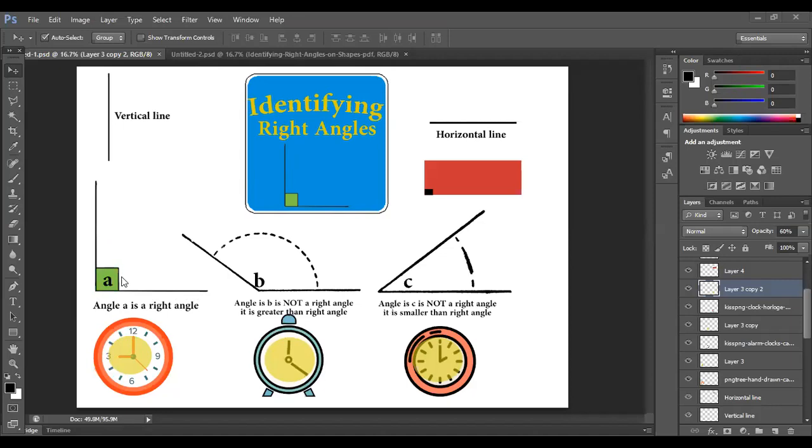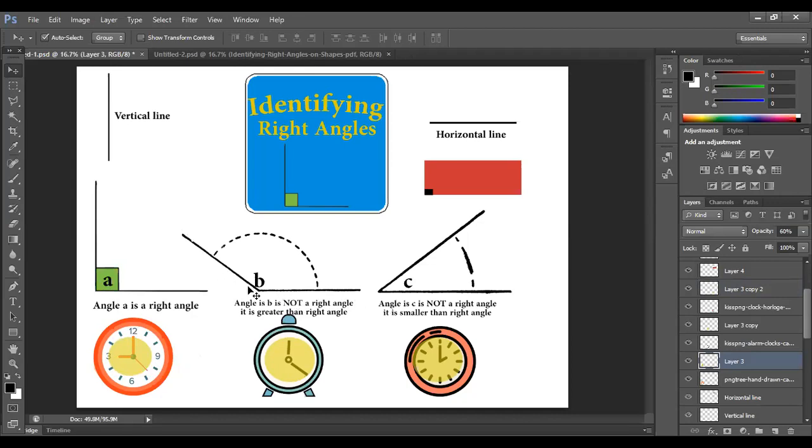Okay, so angle A here is a right angle. Come and look at this clock. Look at the hands. They form a right angle, right? What about angle B? Is angle B a right angle? No, it's not a right angle. Why? Because the two lines are far away from each other.